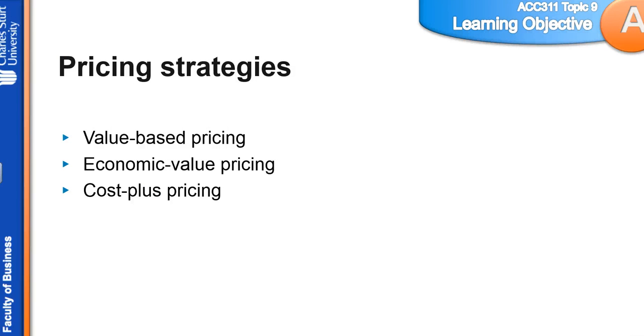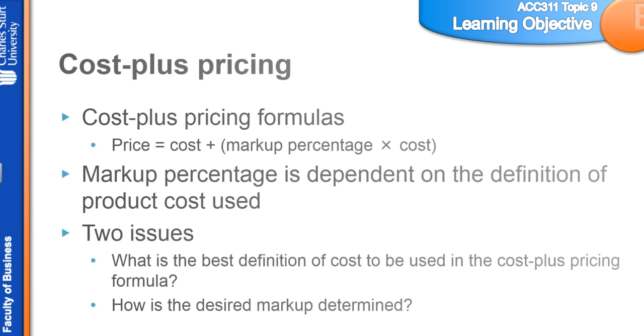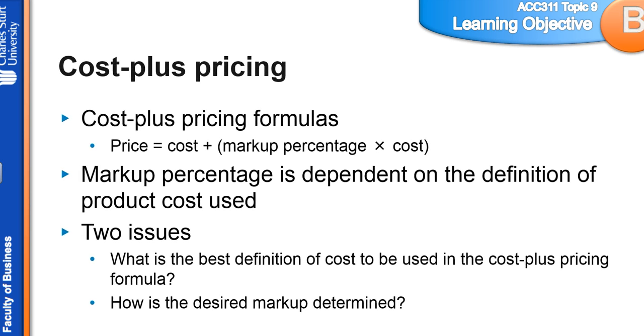So the number of pricing strategies is value-based pricing, economic value pricing and cost plus pricing. We're going to be focusing on cost plus pricing. Cost plus pricing formulas are where the price is equal to cost plus a markup percentage times the cost, and it's the most common formula for pricing used in the retail industry.